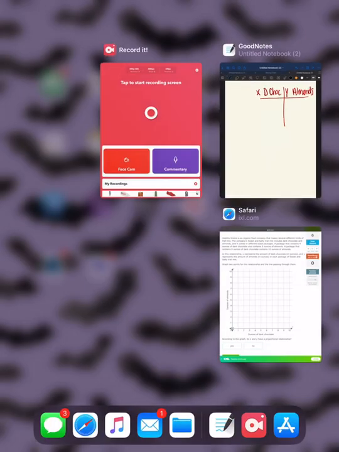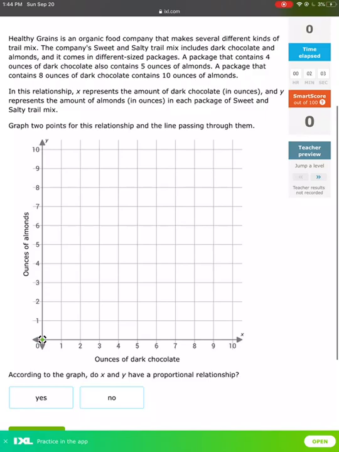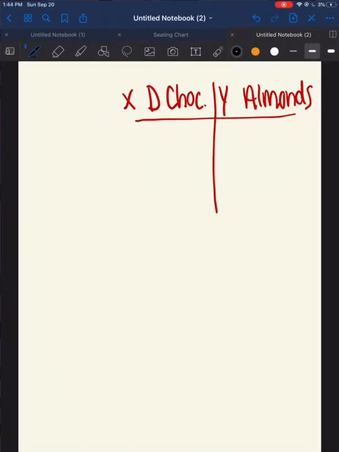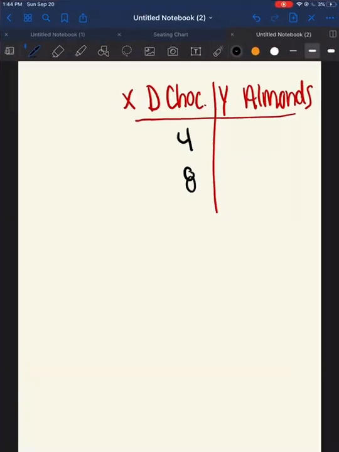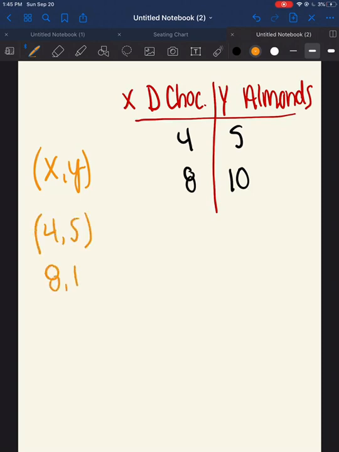Okay, so I need to know what my almonds are, or my dark chocolates. So I'm going to do dark chocolates 4 and 8. So I have 4 and 8. And then I'm going to look at my almonds. I have 5 and 10. Okay, from here I can create 2 sets of points for my graph. So for a point, I need an X and a Y value. Okay, and it's got to look like this. So with that, I have 4, 5, and I have 8, 10.